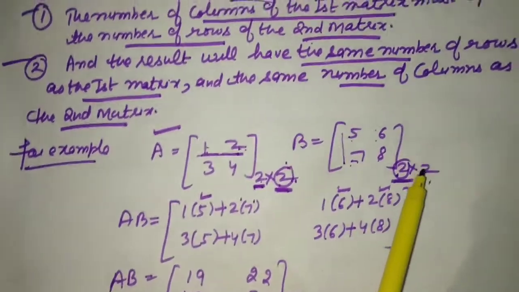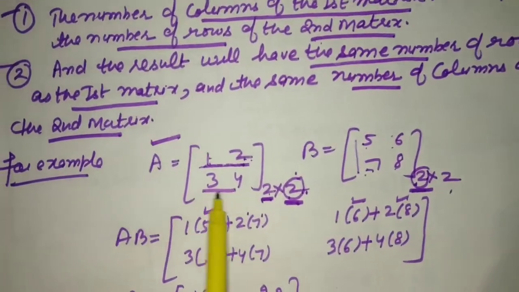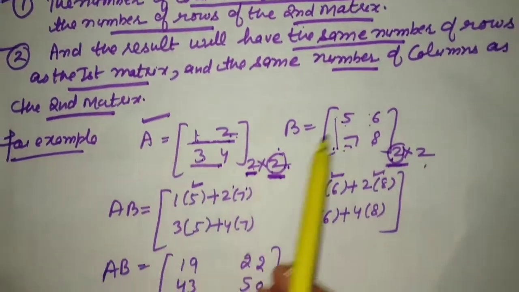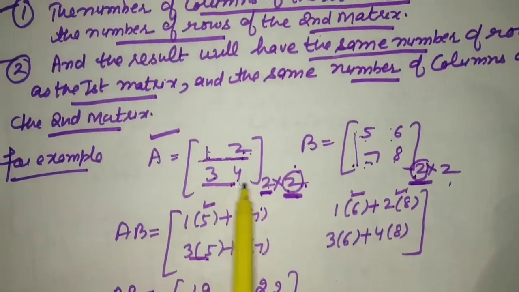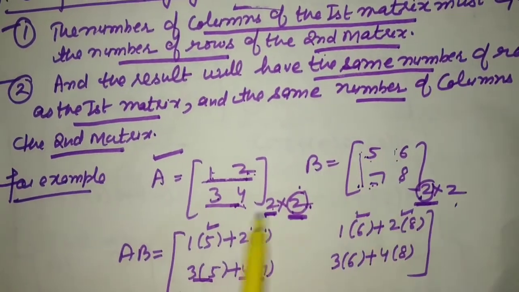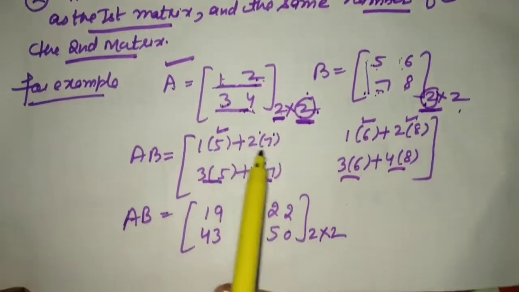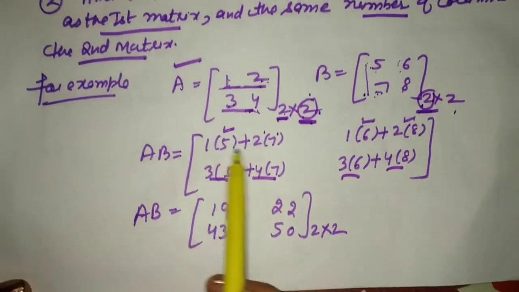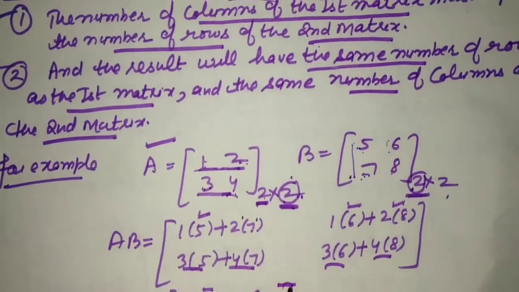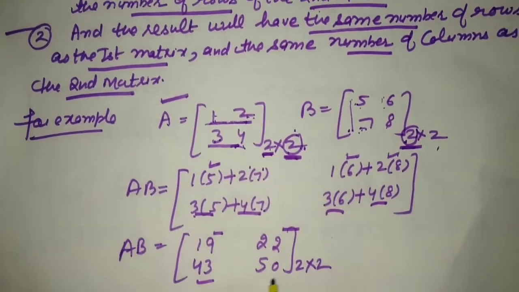Now all the columns of the second matrix are finished. So we will shift to the second row. Second row multiplied with the first column of the second matrix. That means 3 into 5, 15 and 4 into 7, 28. Now I will move to the second column. 3 into 6, 18 and 4 into 8, 32. So now I will add the elements: 5 plus 14, that will be 19, and 6 plus 16, that will be 22, and 15 plus 28, that is 43, then this will be 50.